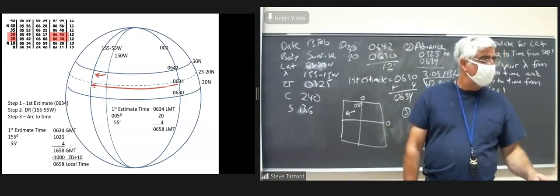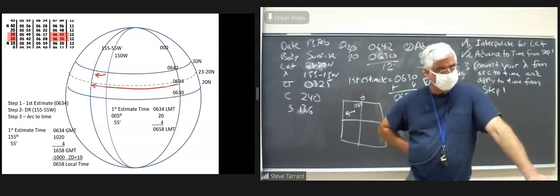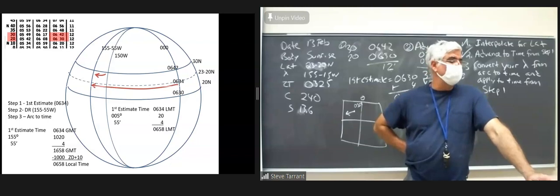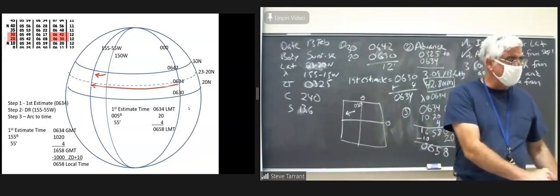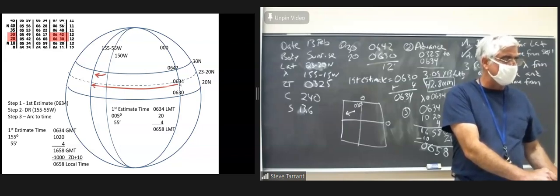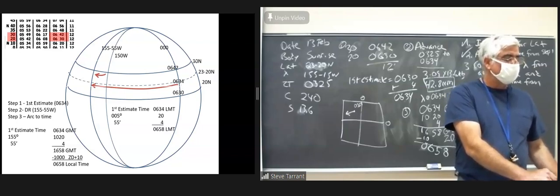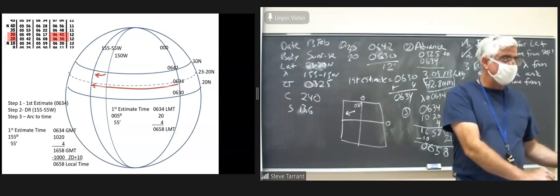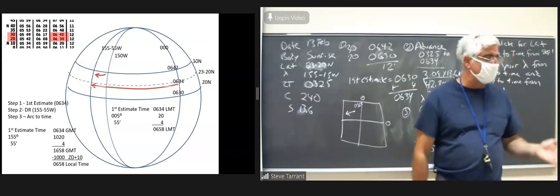So to do that super quick, easy way, we only need the corrected longitude and then our corrected 0634, correct? Yeah, so the first thing you've got to do is figure out the first estimate, which is the latitude that you're at and any central meridian. Okay? And then you've got to advance to that time, and then you get that longitude.